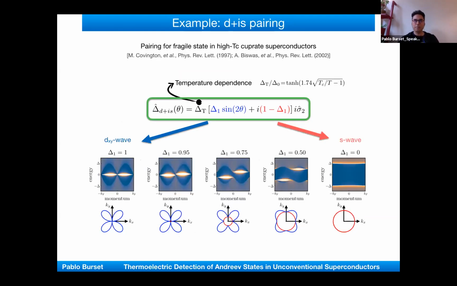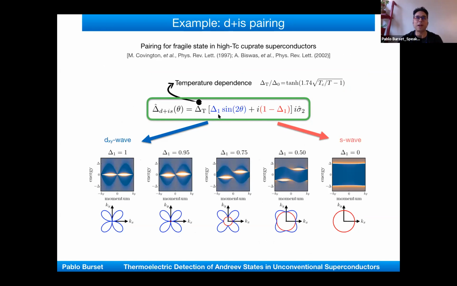So let's start now with an example. We consider this d plus is pairing, which was proposed to explain a splitting of a zero bias peak in some high Tc cuprate superconductors. But for us, the only thing that matters is that it's a toy model that allows us to include some very easy temperature dependence.